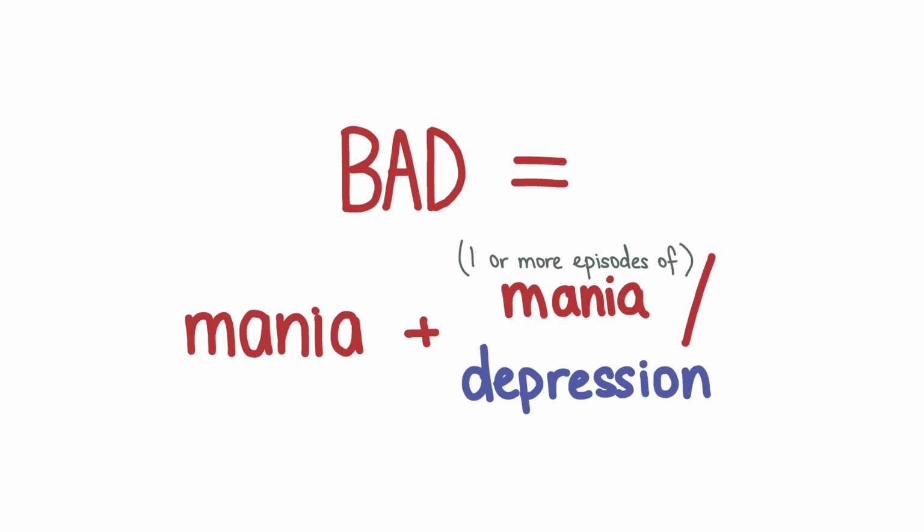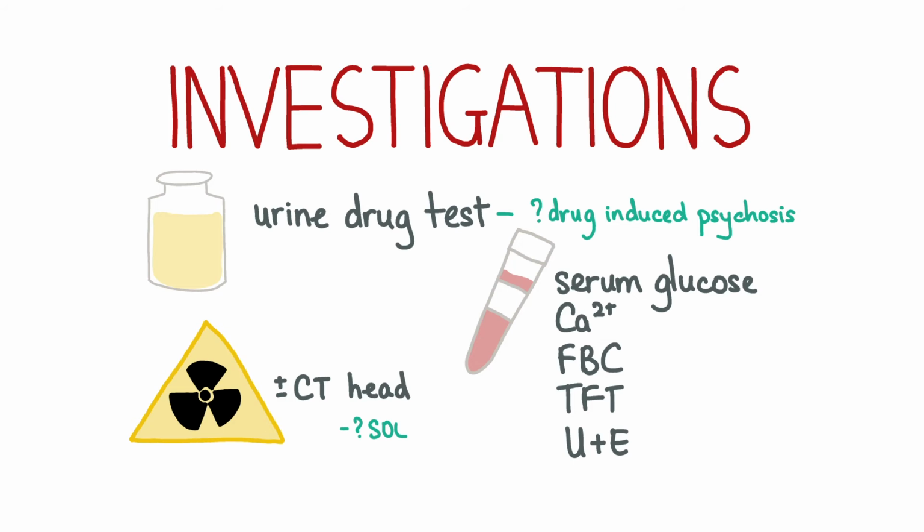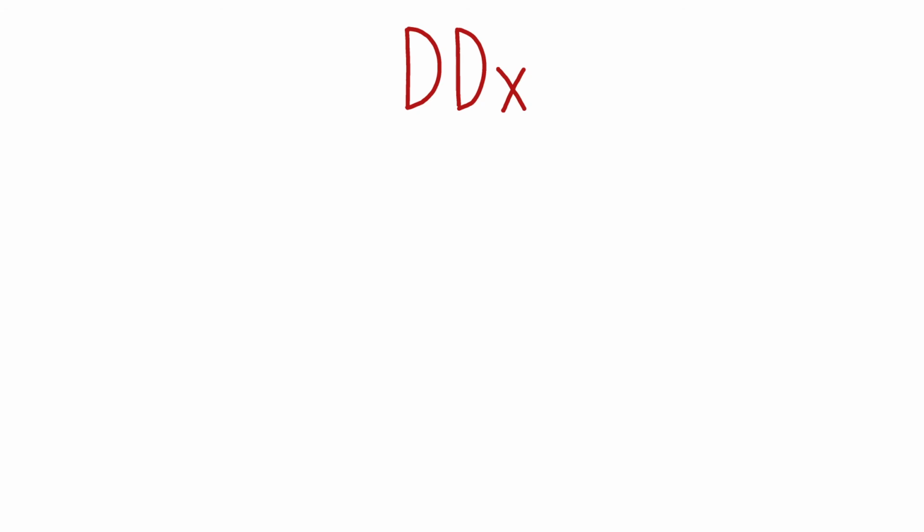Some investigations carried out on people with suspected bipolar disorder include bloods like FBCs, TFTs, U&Es, LFTs, serum glucose, and calcium. They will also receive a urine drug test to rule out drug-induced psychosis, and a CT head may be done if there is clinical suspicion of a space-occupying lesion in the brain. The main goal of investigations is to rule out differential diagnoses and get an idea of the patient's physical baseline before initiating treatment. Can you think of some differential diagnoses for bipolar affective disorder?